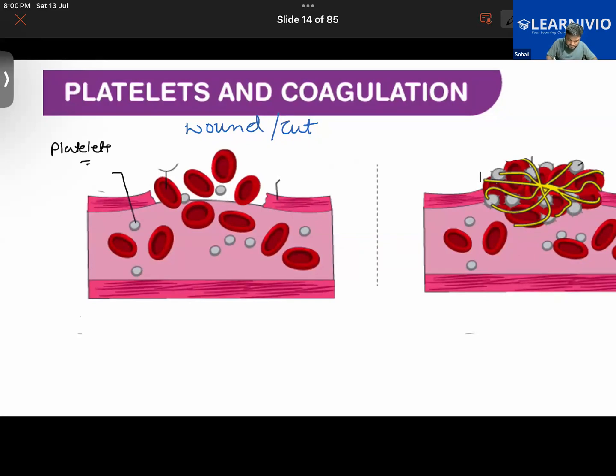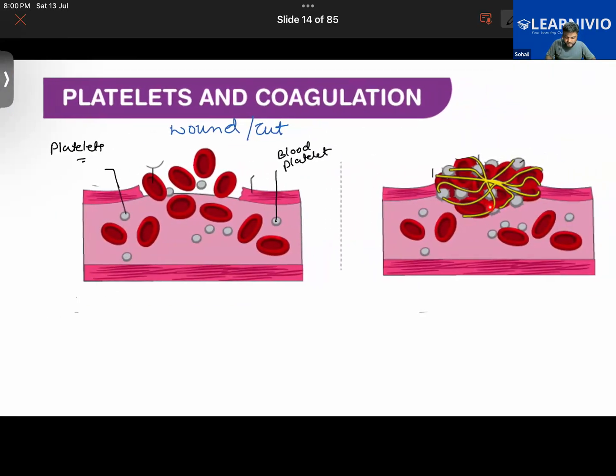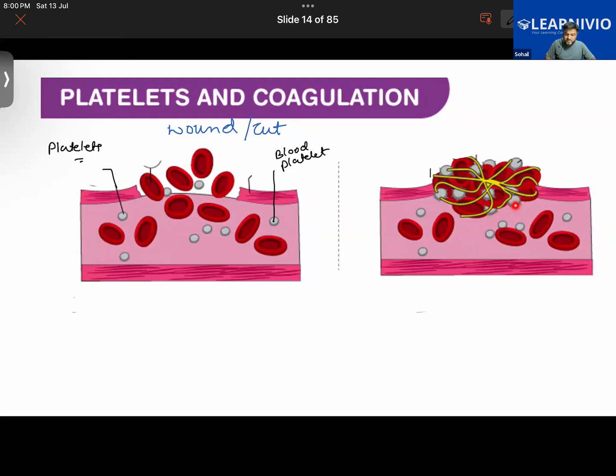These are blood platelets. Now notice the next image. Here you can find that all these blood platelets have kind of trapped.